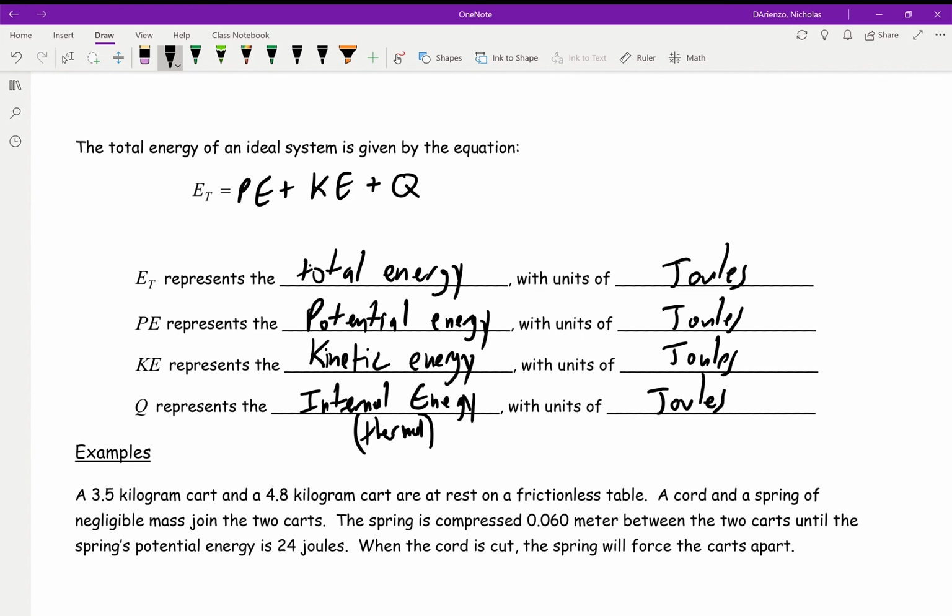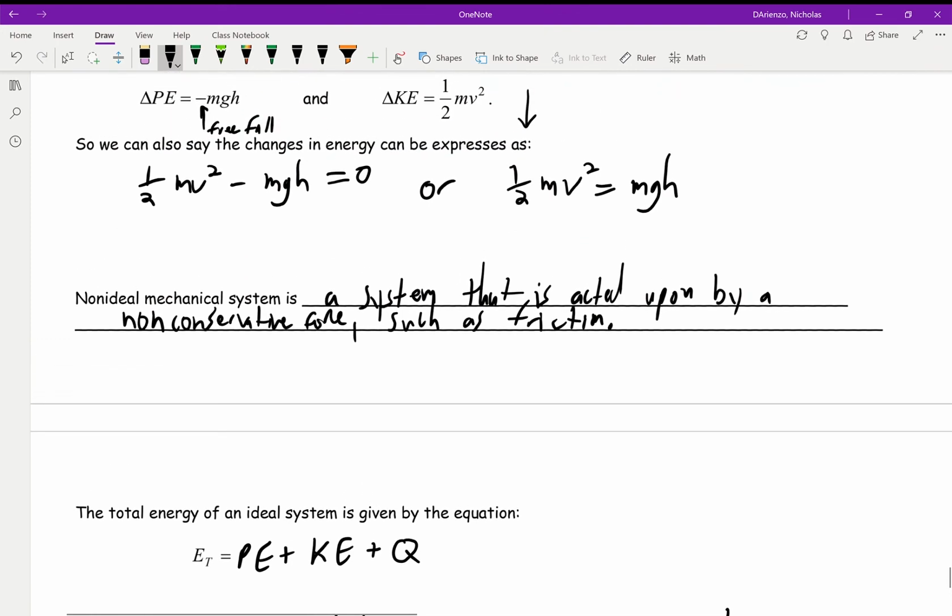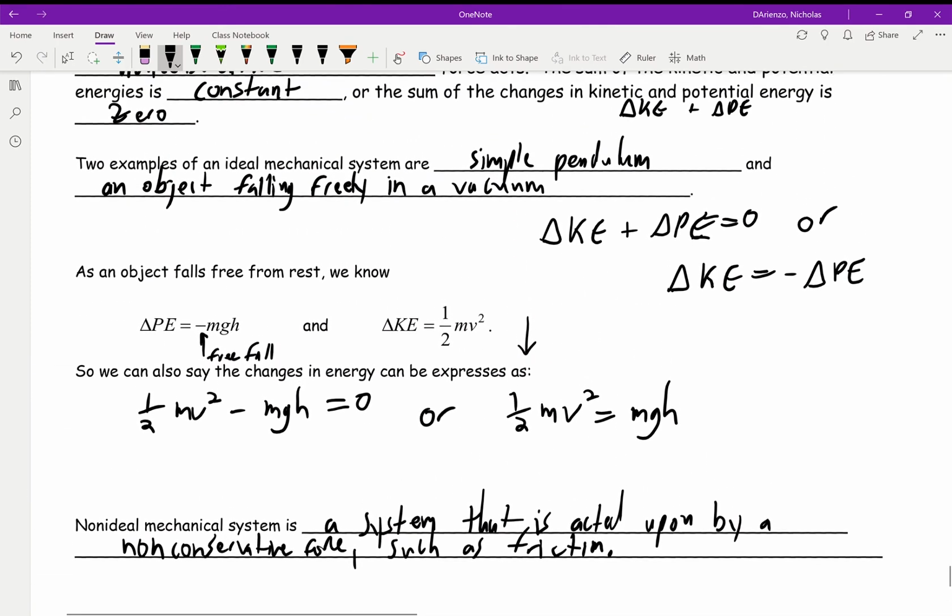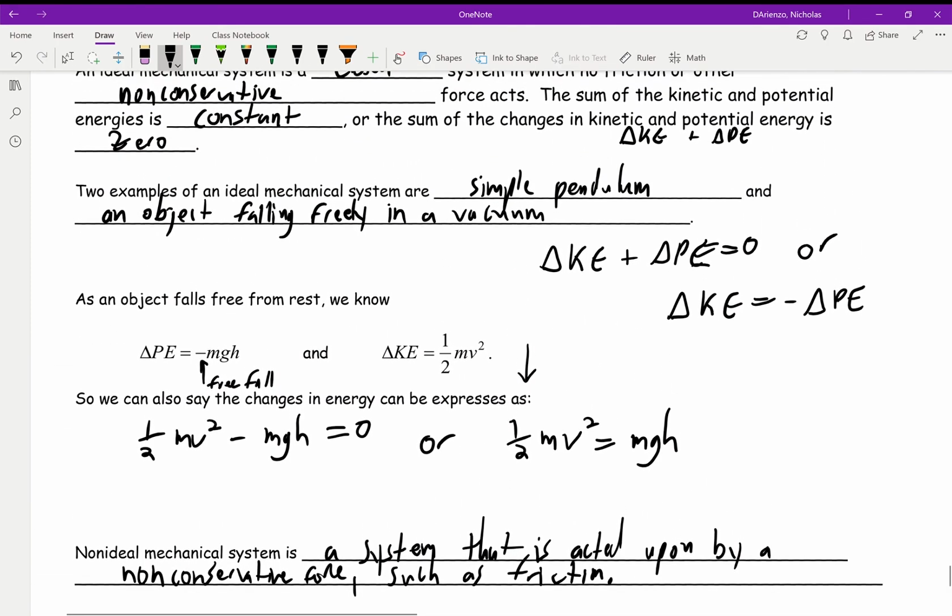So the key here in an ideal system, our change in kinetic and change in potential has to be equal to 0. Or the change in kinetic is equal to a negative change in potential.